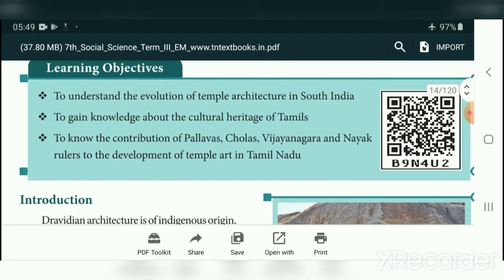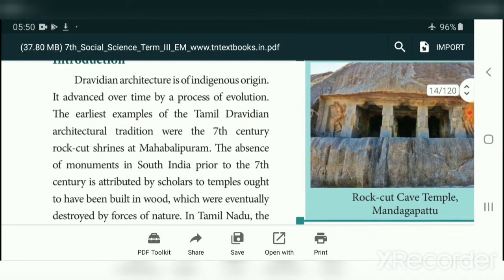In this lesson, we are going to understand the evolution of temple architecture in South India and to gain knowledge about the cultural heritage of Tamil Nadu, to know the contribution of Pallavas, Cholas, Vijayanagar and Nayak rulers to the development of temple art in Tamil Nadu. Let me start the introduction.